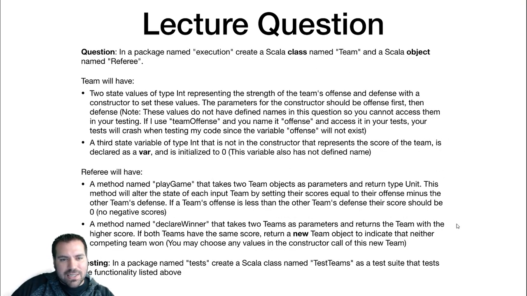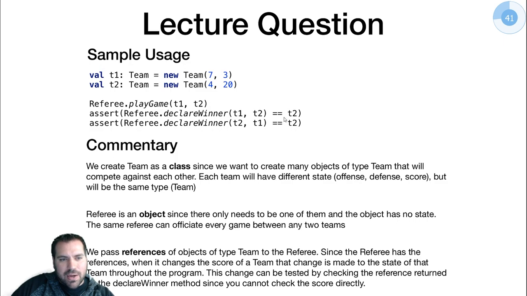So with Wednesday's lecture question, there was a bonus slide showing you how to compare references. You want to call play game, but you can't access the offense, defense, or score of these teams. You have to test them by calling declare winner and using equal equal to check the references. Did this return the reference that I expected? In this case, team T2 should win. So whether I call T1 T2 or T2 T1, declare winner should always return T2, and I can check that with equal equal. You know, I always forget this ends at 240. I had to check my math there.